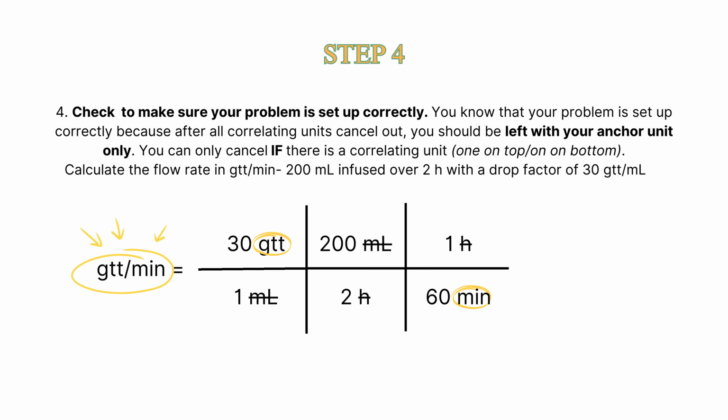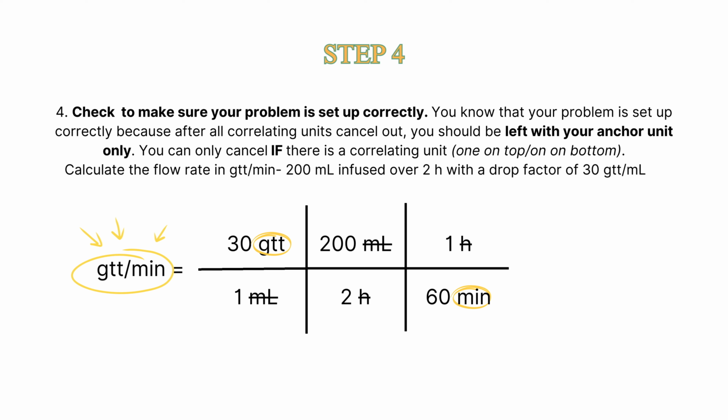Step four is going to make sure that your problem is set up correctly. If you weren't sure in step three whether you set up everything correctly, this is where we check our work. Like we stated in step three, you should have a correlating unit diagonal from each other. I have 1 milliliter, and across from that is 200 milliliters. I have 2 hours, and across from that is 1 hour. So that means we can cancel those units out.